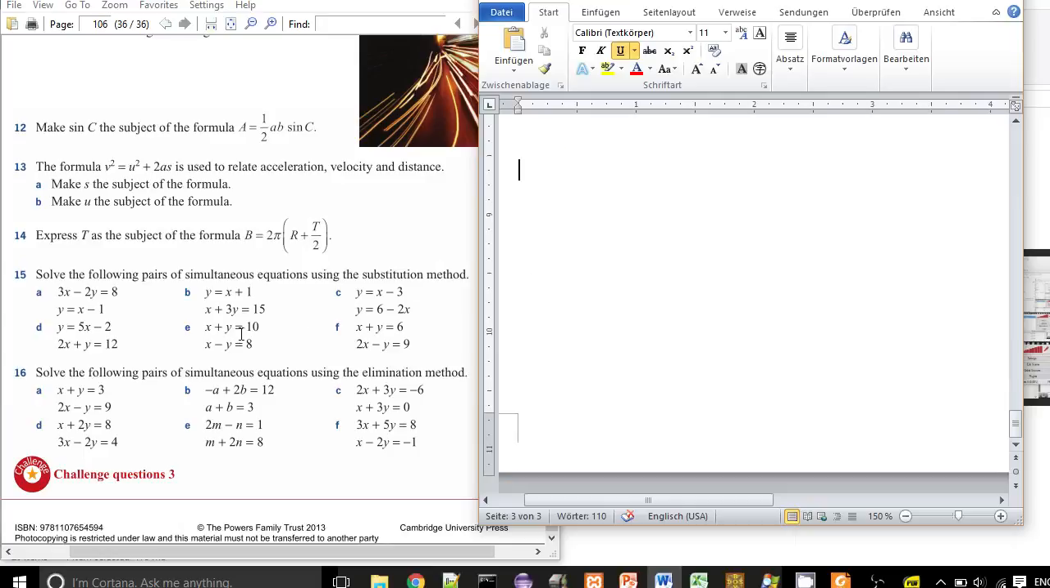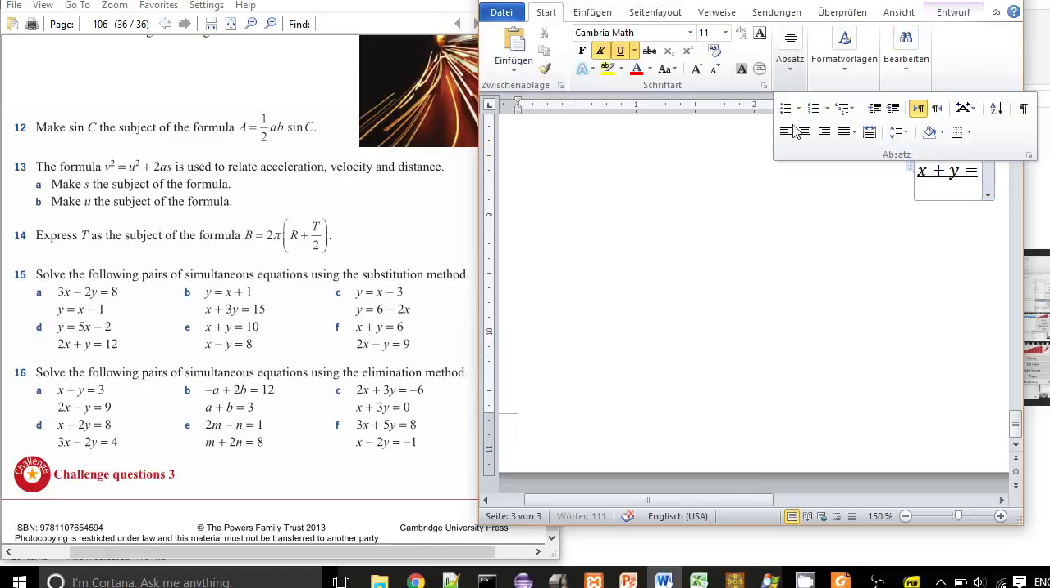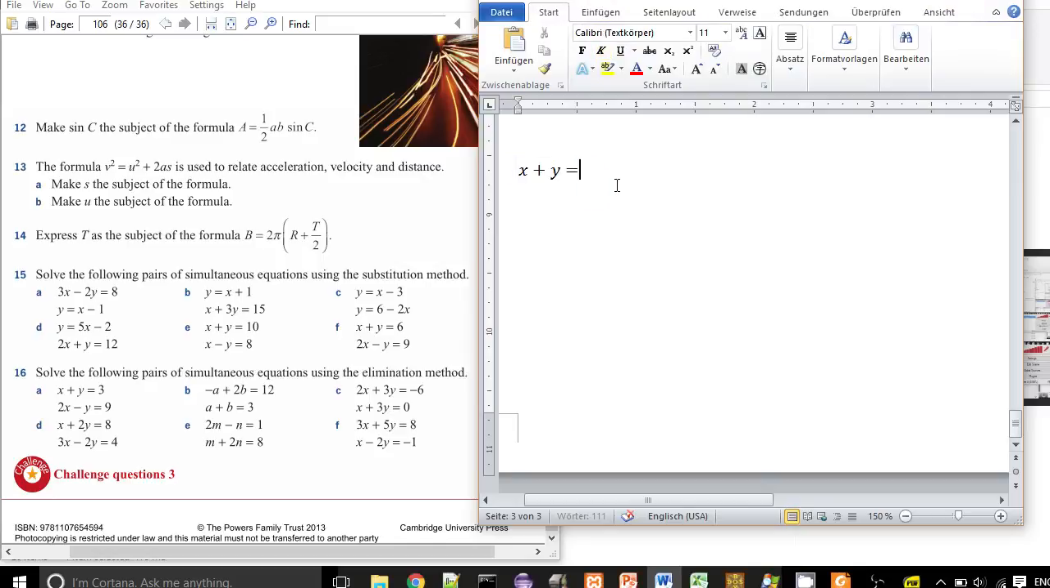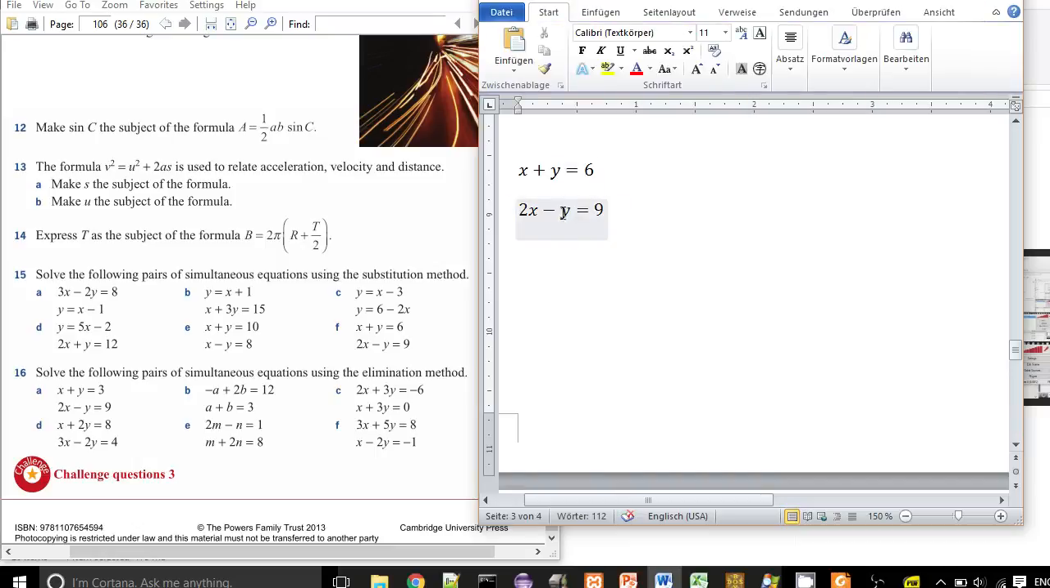Let's try maybe f. Whatever, it doesn't matter. Okay. X plus y equals 6. 2x minus y equals 9. Now they said substitution. It's easier with elimination, because if I add these two, plus y and minus y will cancel. But whatever, I'm going to do it their way.